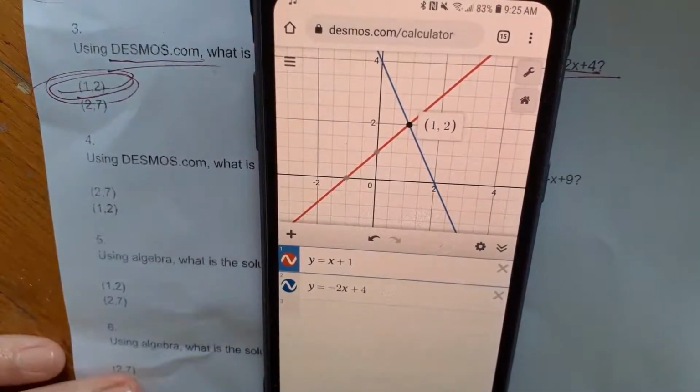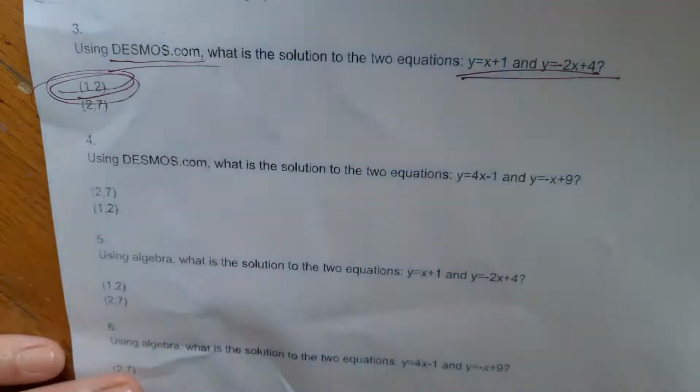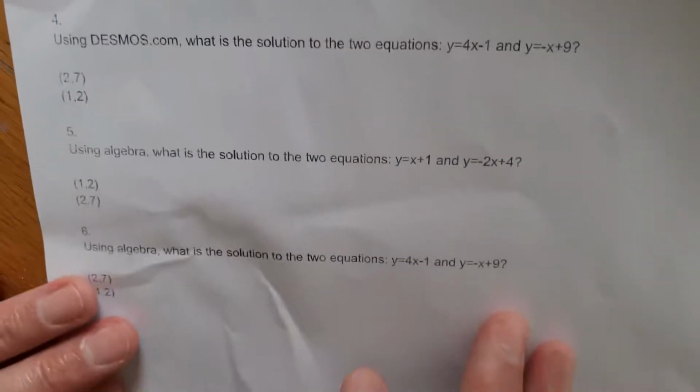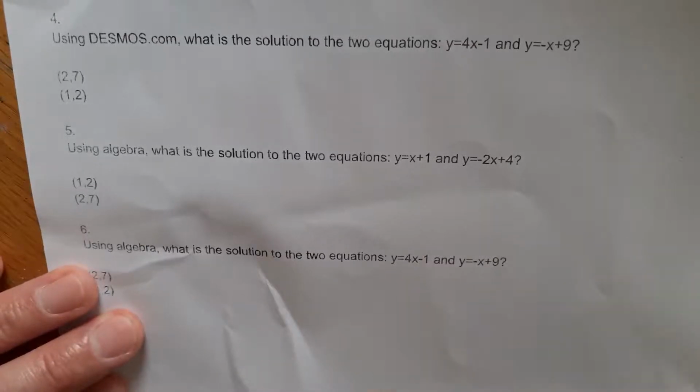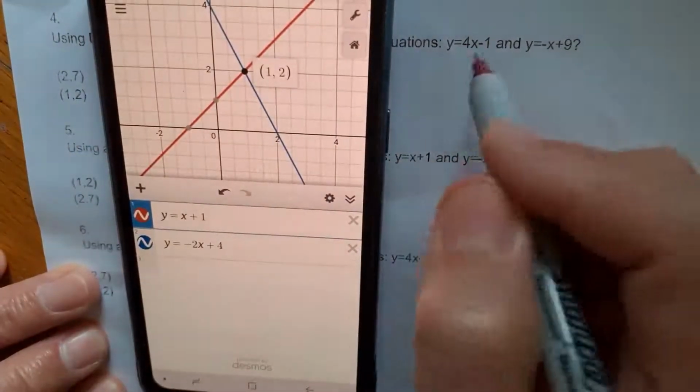So this whole lesson is just learning how to type it into DESMOS so that when we get to more complicated problems, we can do those too and have our tech do it for us, all right? So let's move to the next.